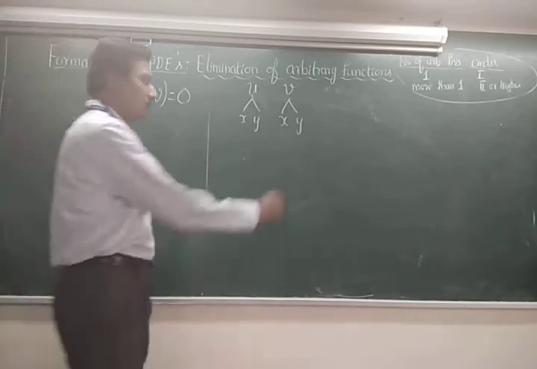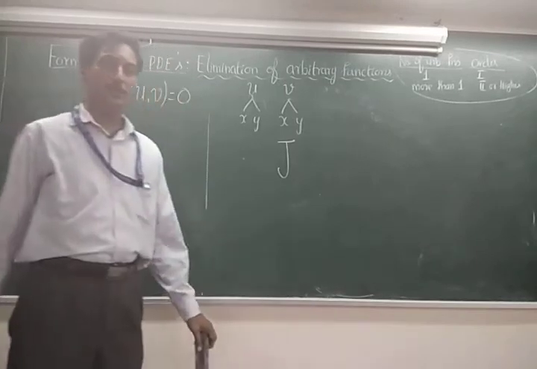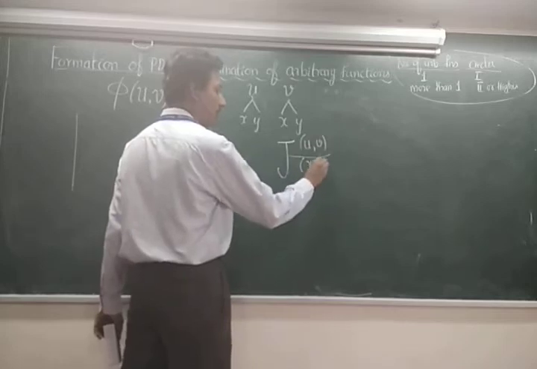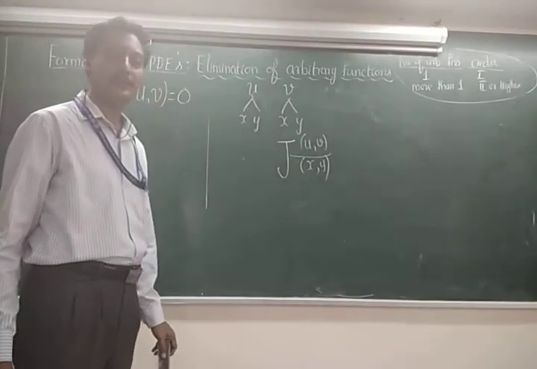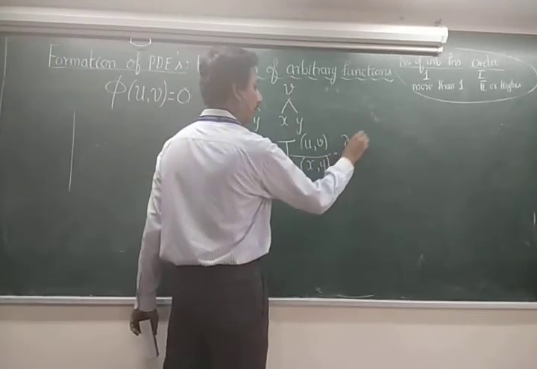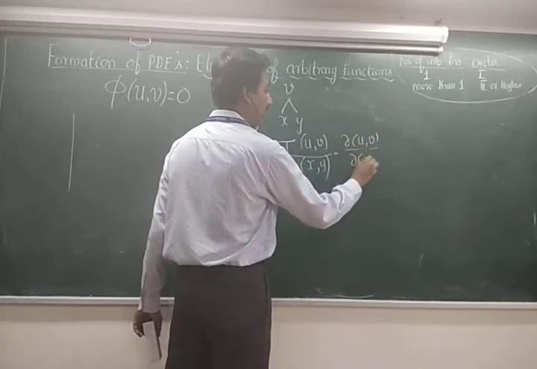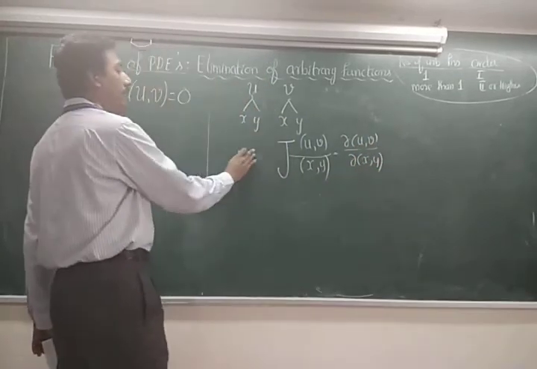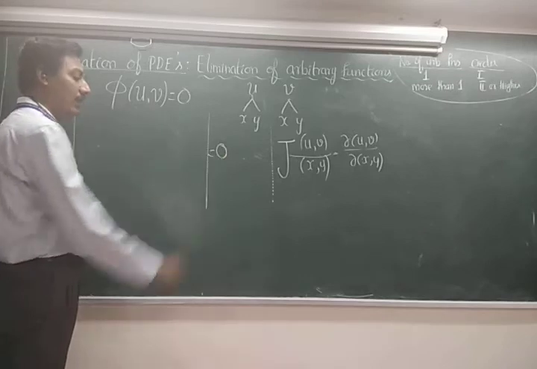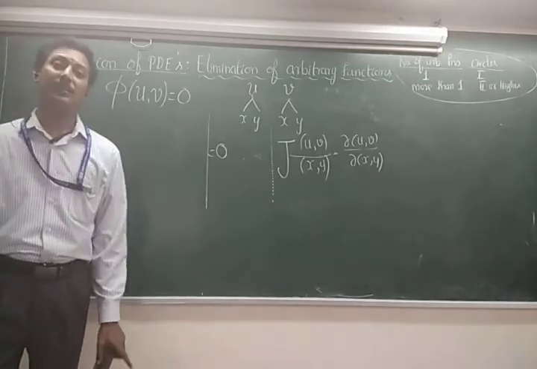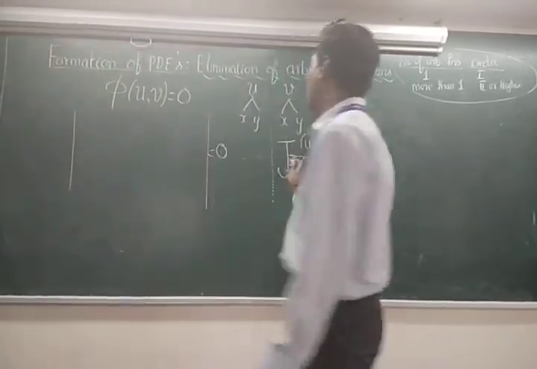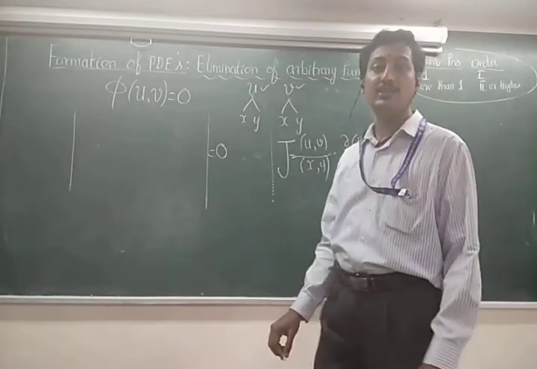We can find out the J. Do you remember the J? J of u comma v by x comma y. What's the name of J? Jacobians. So what is the Jacobian? It's nothing but dou of u comma v by dou of x comma y. So while eliminating the arbitrary function phi from phi of u comma v equal to 0, the Jacobian value is 0. Do you remember when the Jacobian value J becomes 0? Once the Jacobian value is 0, then we can say that both u and v are functionally related.